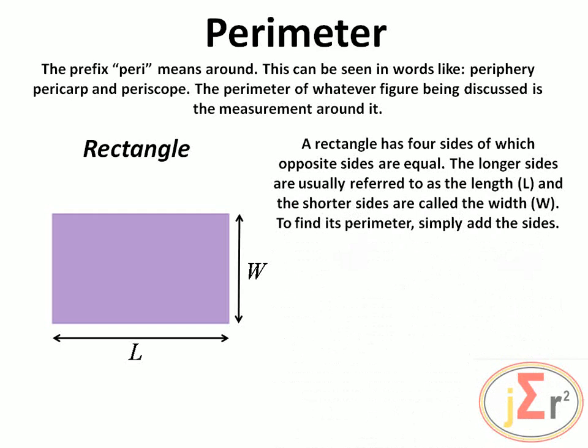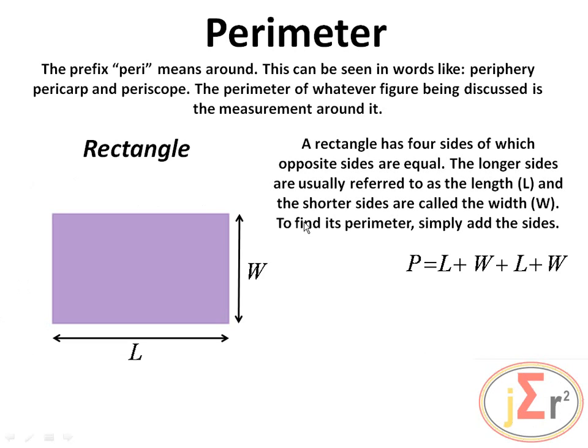A rectangle has 4 sides, of which opposite sides are equal. The longer sides are usually referred to as the length, L, and the shorter sides are called the width, W. To find its perimeter, simply add all the sides. So we have that first side, which is the length, then the width, and of course another representation of the length and another representation of the width.